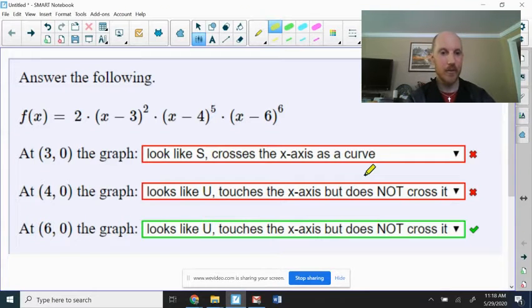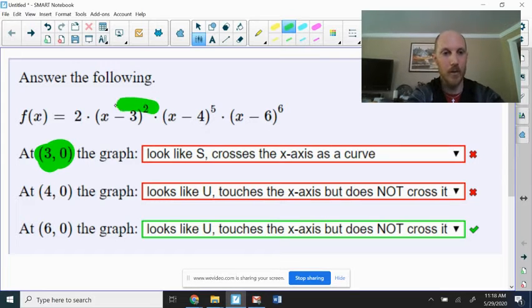x-intercepts. This is in particular thinking about WMAP for day 2, starting with questions 22 through the end of the assignment. So at 3, 0, we want to know, what does the graph look like? We're going to look at the equation and find out which of those factors is going to give us the x-intercept at 3. It's going to be this one.